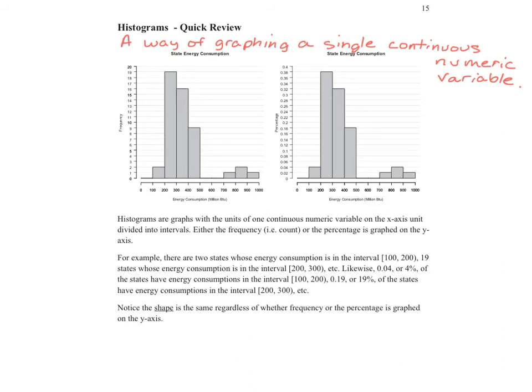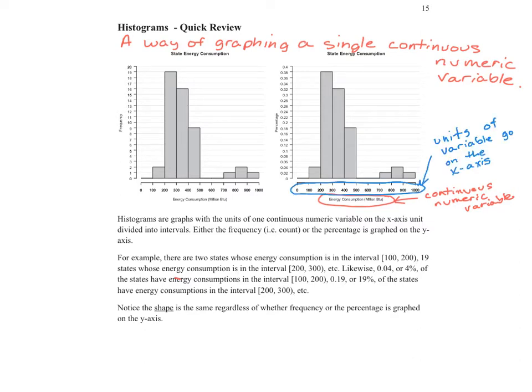Most people have seen histograms in their high school classes, so we're not going to spend a lot of time on it in this class, but we will do a quick review. Histograms are a way of graphing a single continuous numeric variable. The continuous numeric variable being graphed in these two examples is energy consumption.